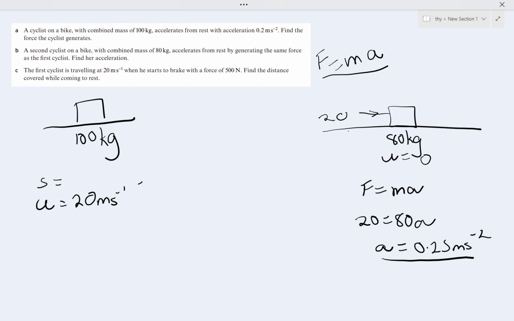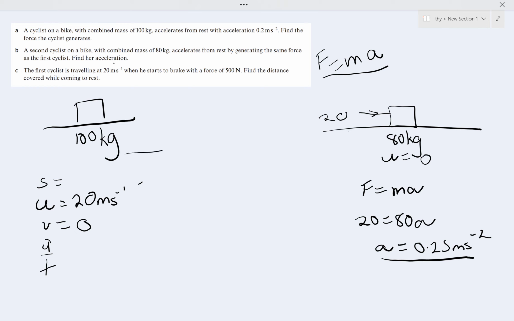What does it mean to come to rest? It means that your final velocity is going to be 0. So we're going to involve the SUVAT equations. They say that he's braking with a force of 500 newtons, so we can find the acceleration first, and then we can find the displacement. So what's the acceleration here? They tell us that he's braking with a 500 newton force.